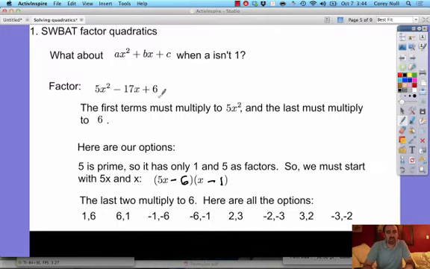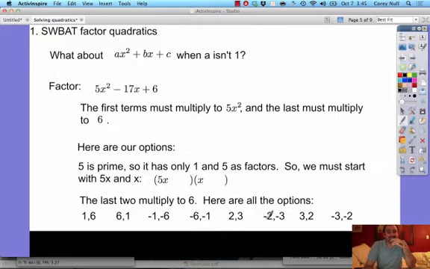Notice that in order to multiply to 6, they have to be the same sign. They either must both be positive or both be negative. It could be 2 and 3, or negative 2 and negative 3, or 3 and 2, or negative 3 and negative 2. You get the idea. There's a lot of options. All right, let's go back and look at our original one. So our options: we know we have a 5x, we know we have an x, and the combination here is one of these 8 things.